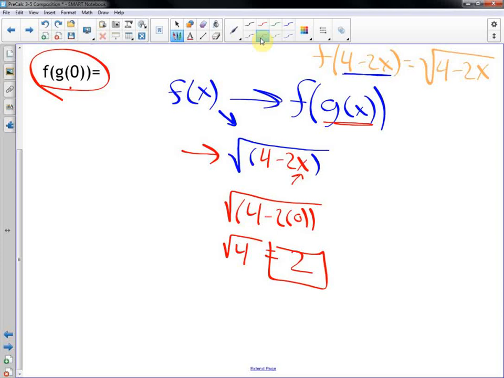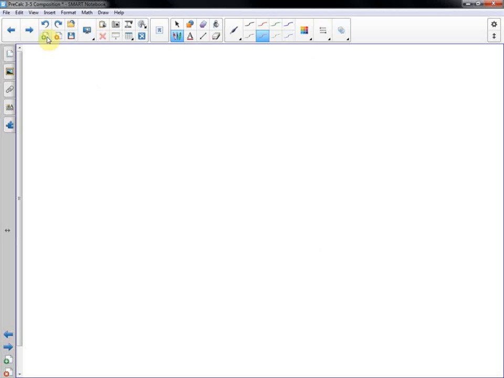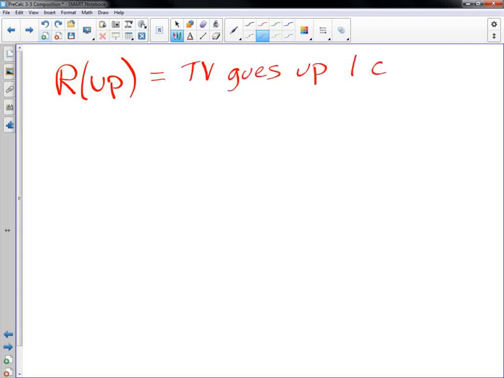So let's talk a little bit about why we talk about operations. When we first started talking about functions, I said a function is something where when you have an action, there's a predicted outcome, right? For example, I think I used the TV remote, right? If I have the remote and I push the up button, what happens? The TV goes up one channel, right?